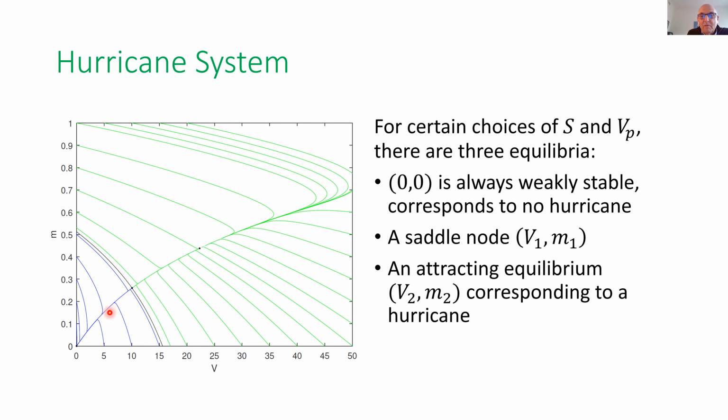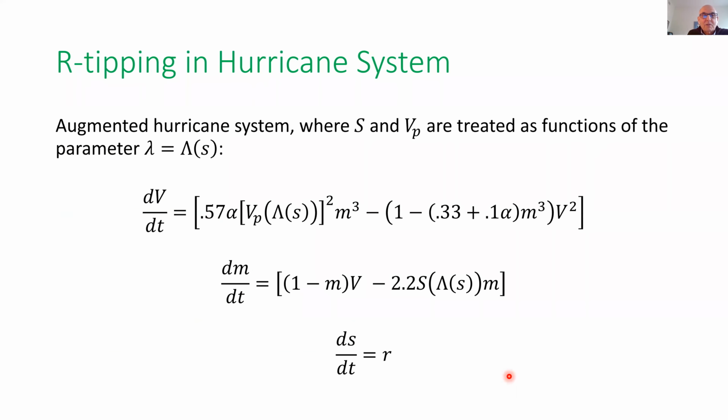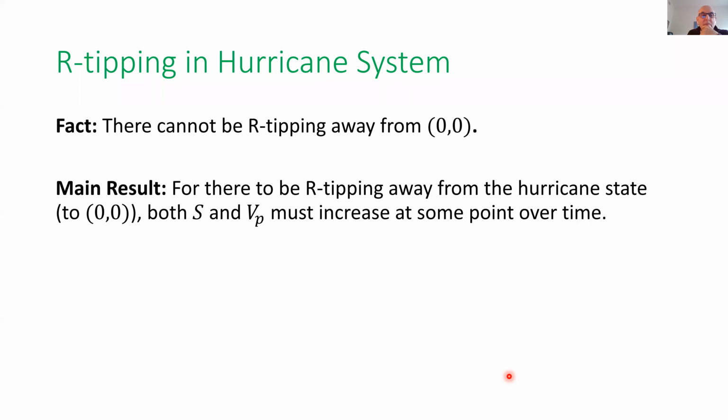Breaking forward basin instability means that we want a situation where, as we change the parameters, this point ends up lying on the other side of the stable manifold of this point. And you can show that that does happen as you vary parameters in the hurricane system. Again, this is how we do it: we add ds/dt as r, we have lambda equal to lambda of s, and we use that to parameterize both the potential intensity and the wind shear.